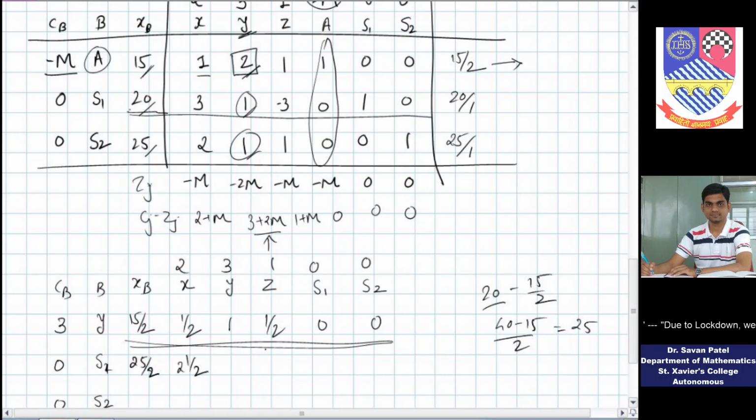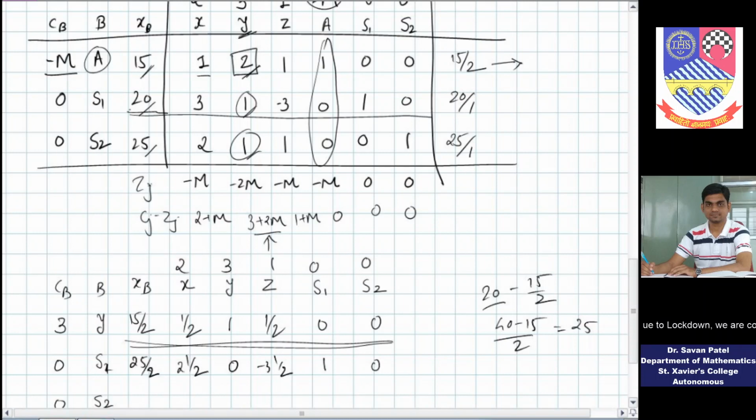Here 1 minus 1 is 0. Then minus 3 minus half, so that is minus 3 and a half. Then 1 minus 0 is 1, and 0 minus 0 is 0.